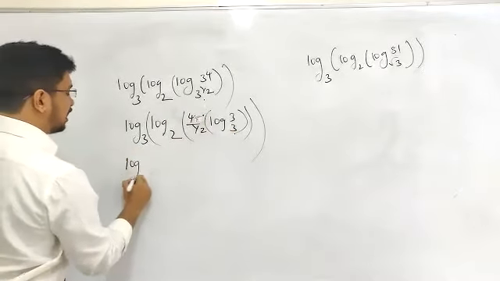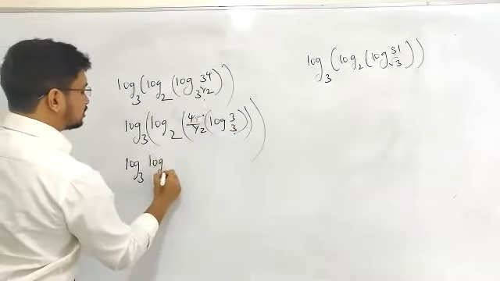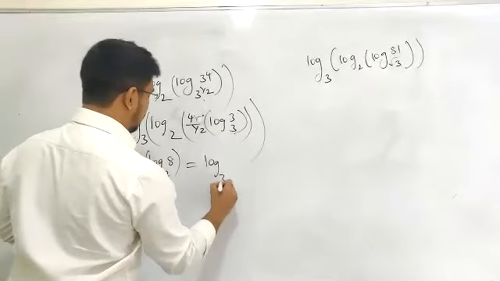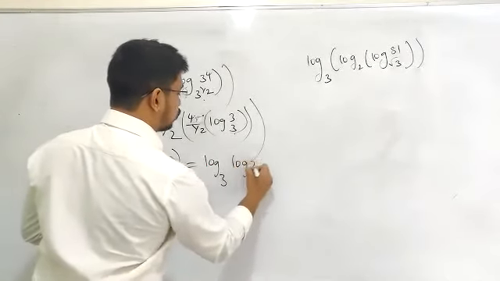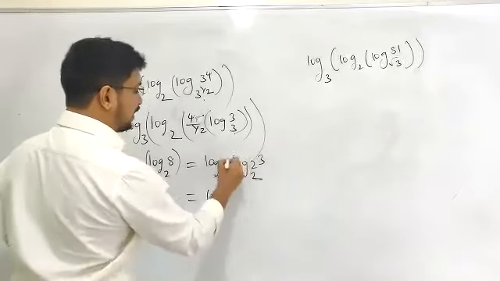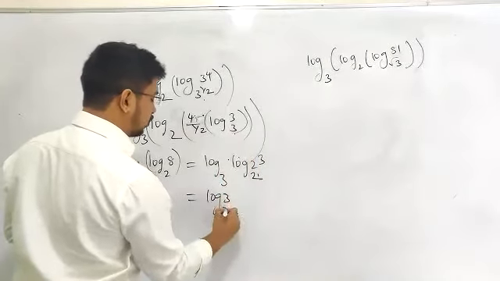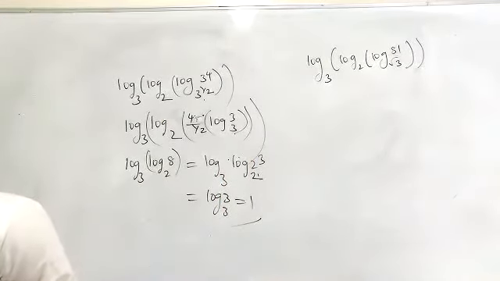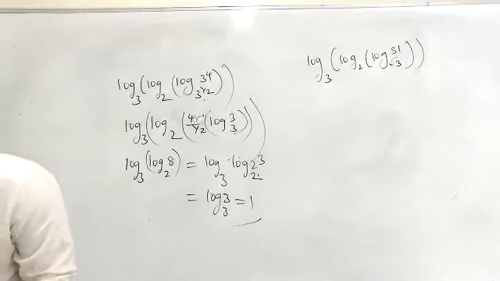So finally this will be converted as log 3 to the base 3, log 2 to the base 8. This is log to the base 3, and log 2 cubed to the base 2. This again will be 3 into log 2 to the base 2, which is 1. So this is log 3 to the base 3, which is 1. Finally, the answer is 1. Next.